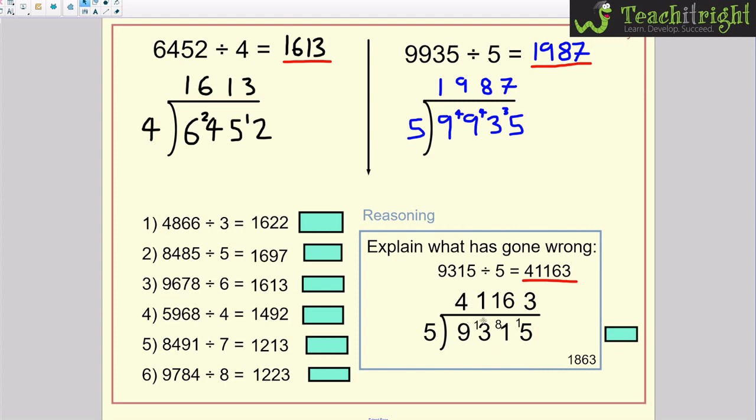I think what they've done potentially is they've gotten their remainders and their answers the wrong way around. So 5 goes into 9 1 time, and they seem to have written the 1 down here, with 4 left over. So I suspect it should be something like swapping these over. I think that's the kind of mistake that I expect they've done here. So very well done if you spotted that, and well done if you got a corrected answer of 1,863.